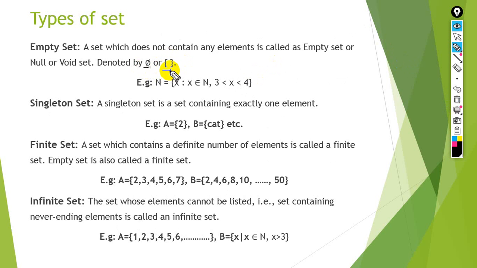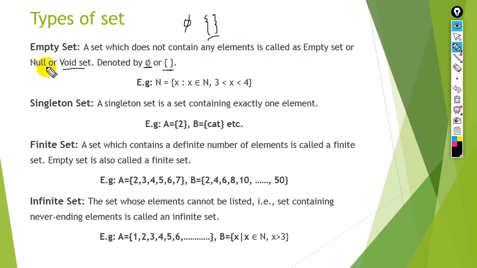Here we have two braces. We can represent the empty set just like this, phi. Or just write O, then draw a line over it. This is the representation of the empty set. We can also represent an empty set with two braces, but that will be empty braces. So what is the definition of an empty set? A set which does not contain any elements is called an empty set or null or void set.